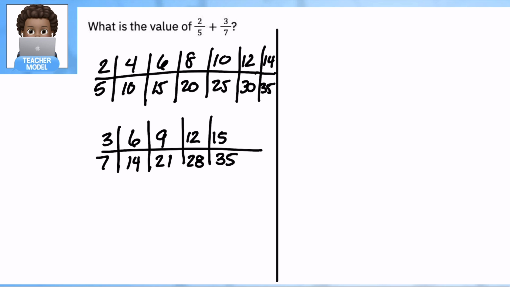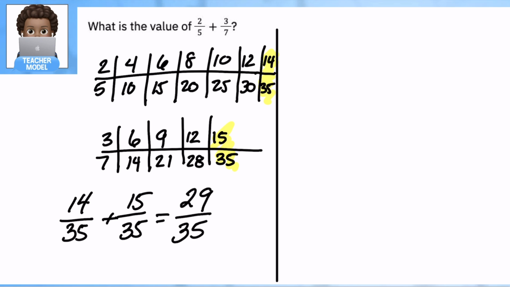So now we have those two fractions. And I can add them together. 14/35 plus 15/35 is equal to 29 over 35. And is this in simplest form? Yeah, because the only way I can divide 29 is 1 times 29, and I can't divide it by 35. So this is simplified. This one is in simplest form.